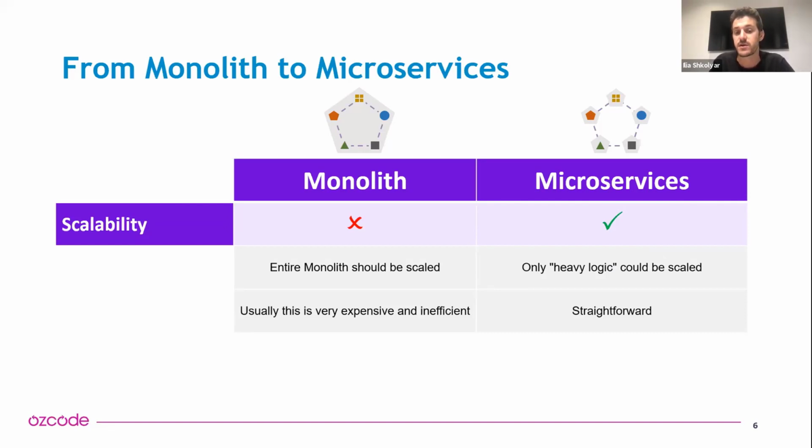And usually this is very expensive and inefficient because in most solutions you may have some bottlenecks that do the heavy logic, maybe they have a lot of IO, or maybe some complicated algorithm runs there. And it's usually not the entire solution and the entire system that is under load. So in the microservices approach, you can extract the heavy logic into a specific service.